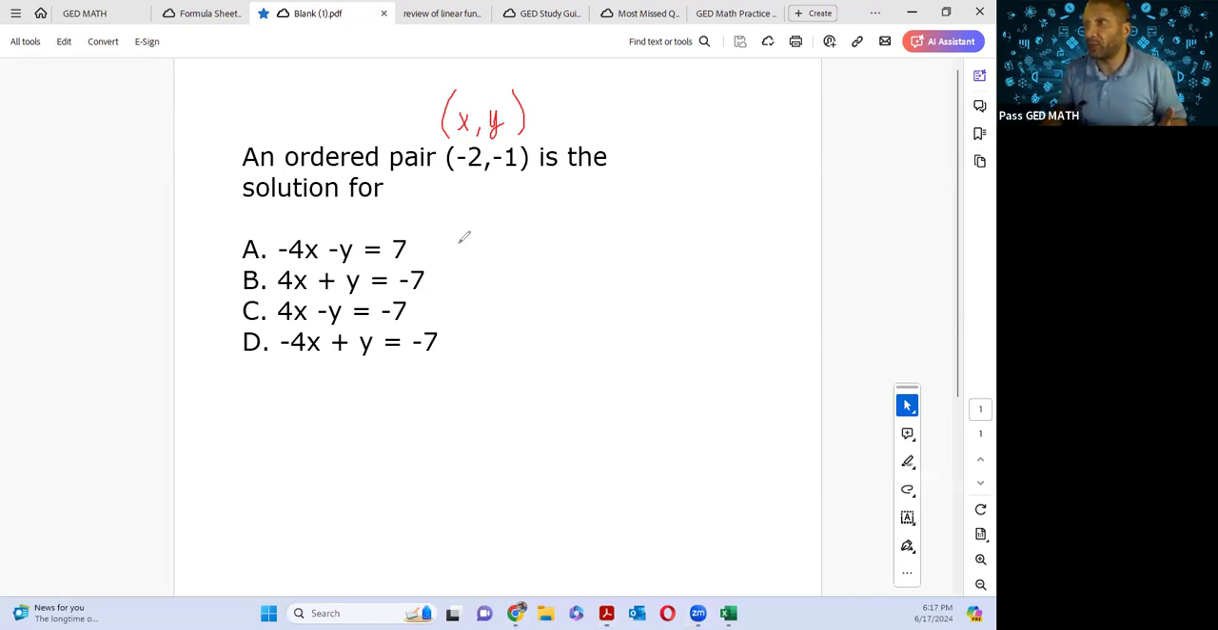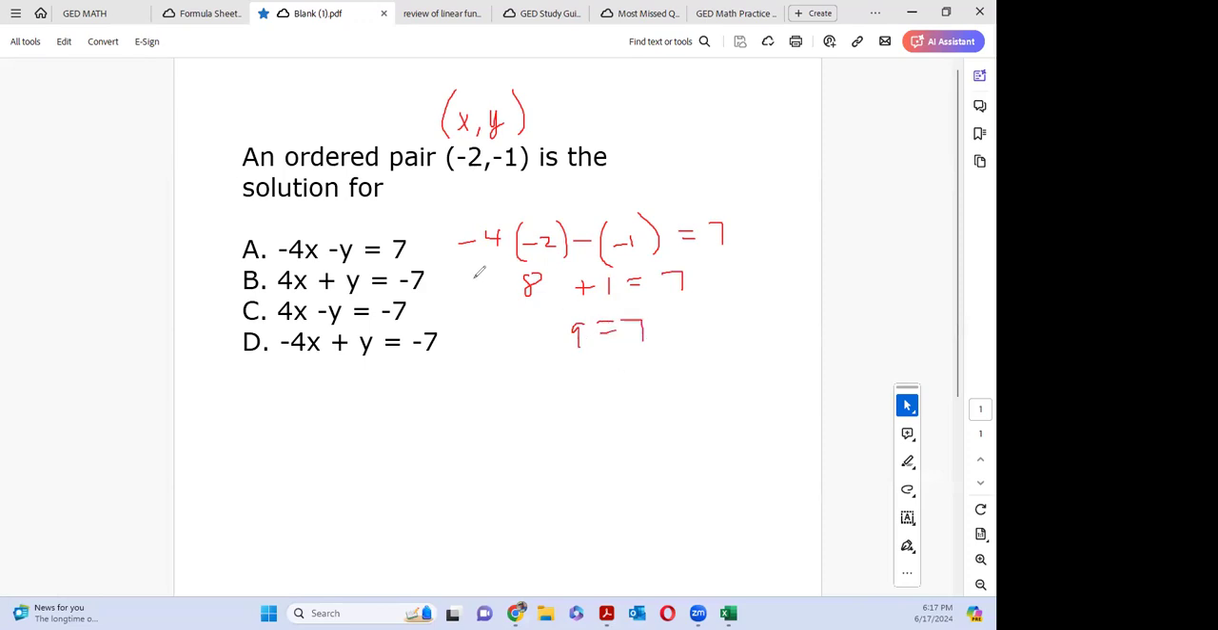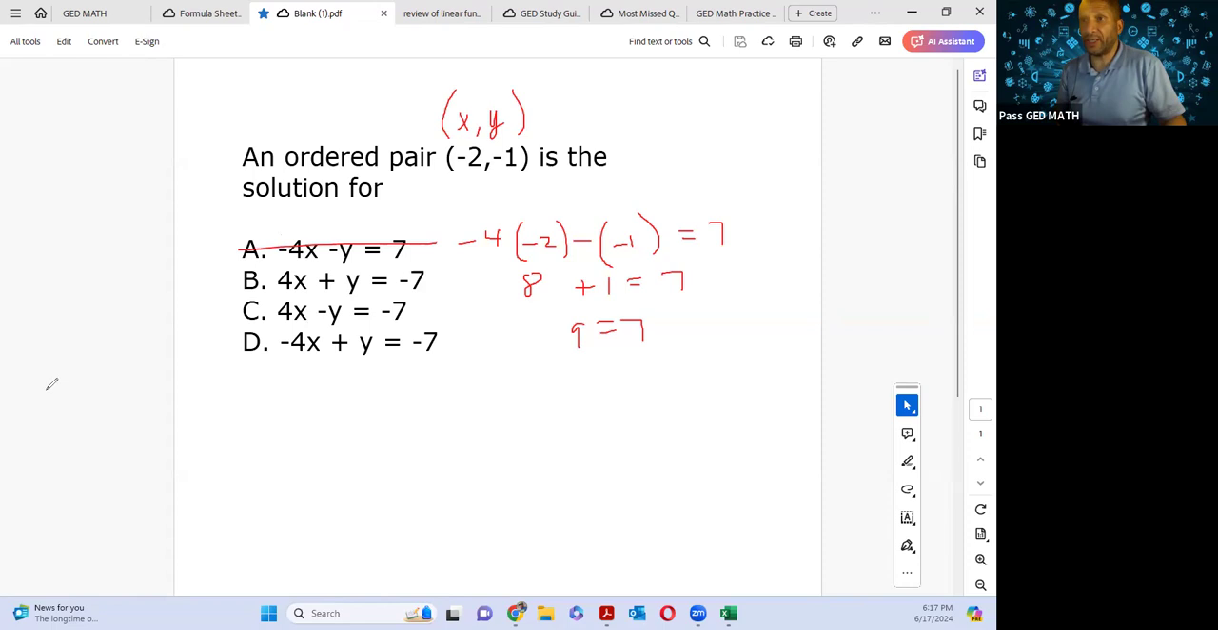First, you're going to take this first one and say -4 times X, which is -2, minus Y, which is -1, equals 7. So I get positive 8 plus 1 equals 7. 9 equals 7. Is that correct? No. So it's not A.